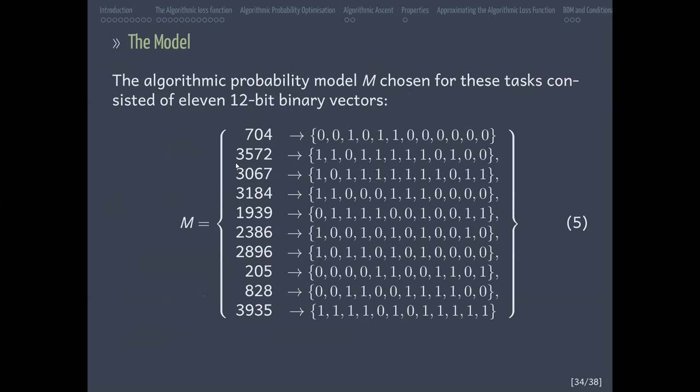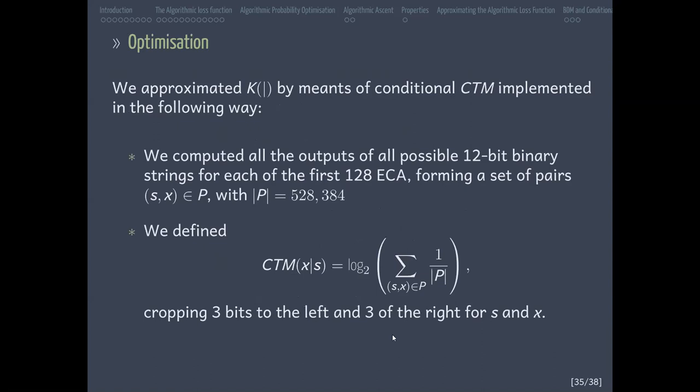And the algorithmic probability model which we choose for this task is going to be 11 binary vectors, each one representing an initial condition. And here we have the result of our training, which we trained in the following way. We approximated the conditional Kolmogorov complexity by means of conditional CTM, implemented in the following way. We computed all the outputs of all possible 12-bit binary strings for the first 128 cellular automata, forming a set of pairs.